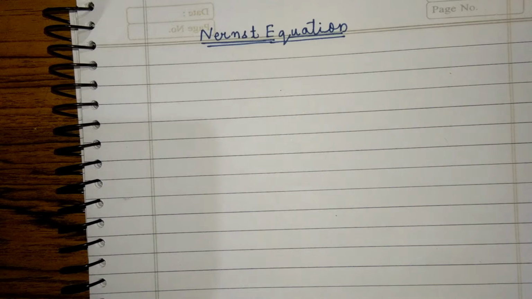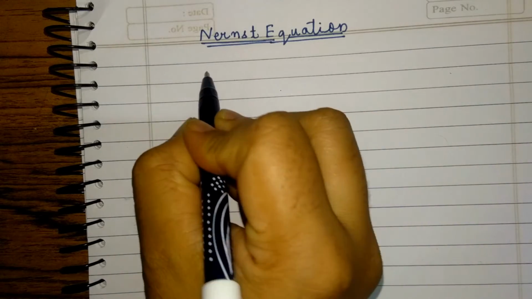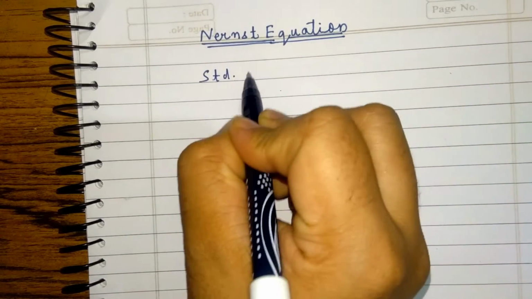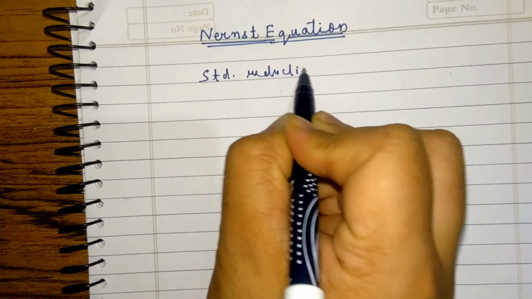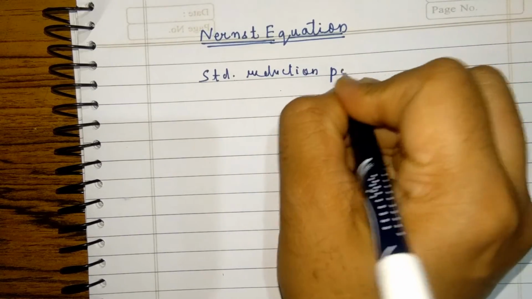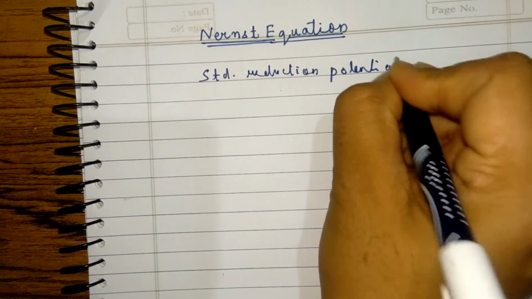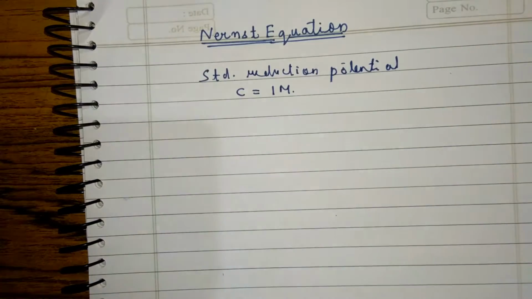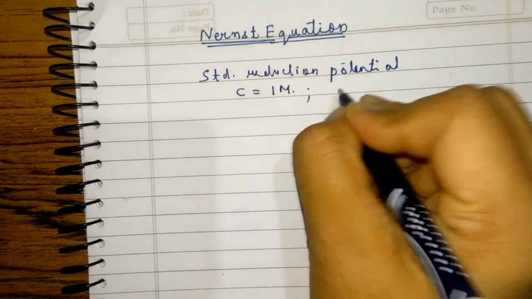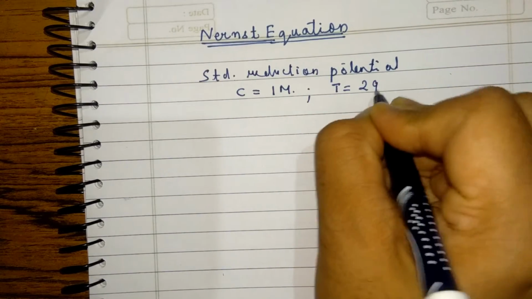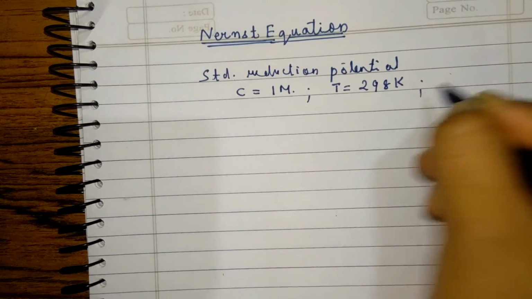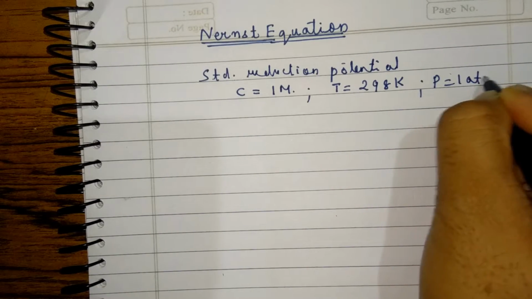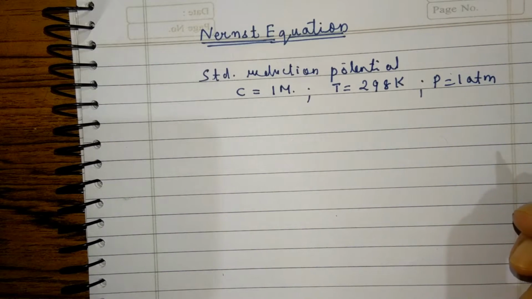Students, in this video we are going to discuss the Nernst equation. We have already studied the standard reduction potential for the electrode. In the case of standard reduction potential, we know what the conditions are. The concentration of the ions is always taken as 1 molar, the temperature is taken as 298 Kelvin, and the pressure is taken as 1 atmosphere.